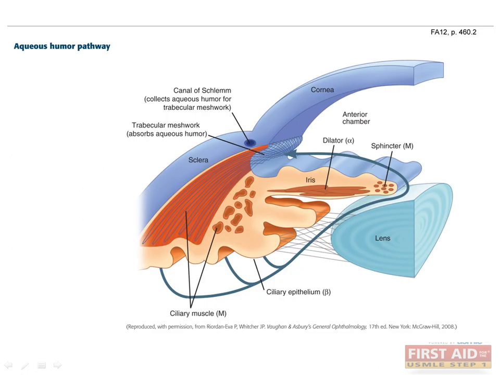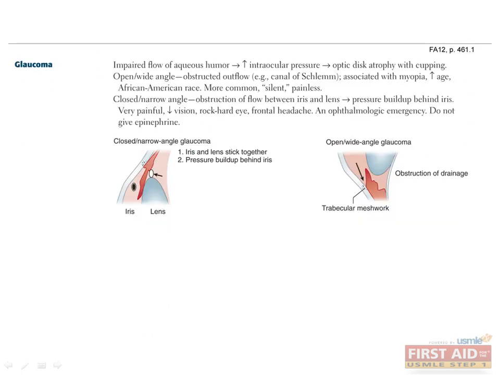Aqueous humor is produced by the ciliary body. Try not to confuse this with the ciliary muscle, which controls the concavity of the lens. This occurs in the posterior chamber, and the humor then travels to the anterior chamber through the pupil. It's resorbed in the canal of Schlemm. Glaucoma is defined as increased intraocular pressure from aqueous humor within this system.